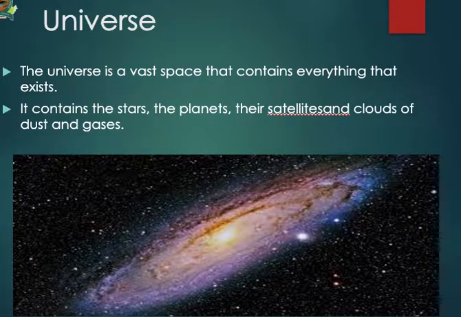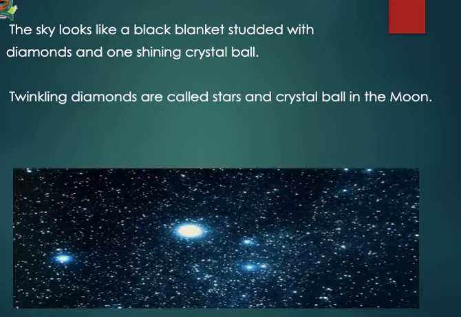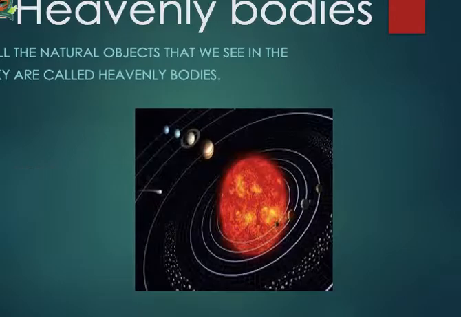Universe. The universe is a vast space that contains everything that exists. It contains the stars, the planets, the sands, clouds of dust and gases. The sky looks like a black blanket studded with diamonds and one big shining crystal ball. Twinkling diamonds are called stars, and the crystal ball is the moon.